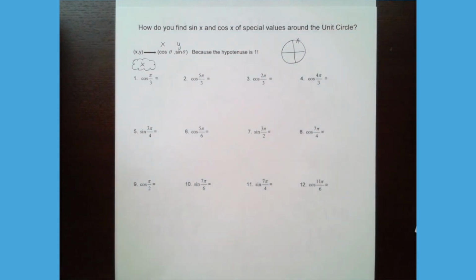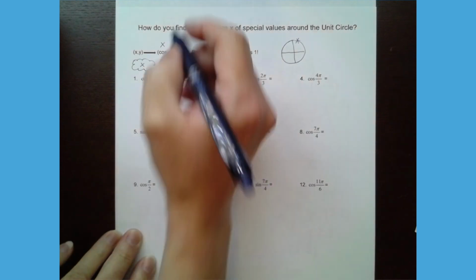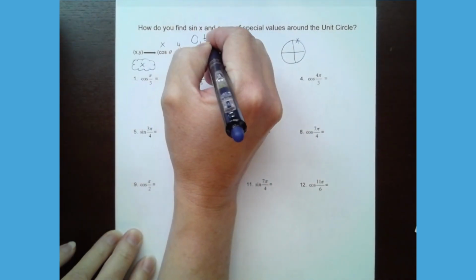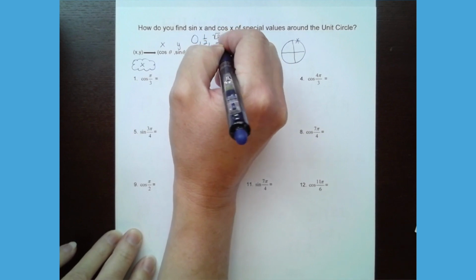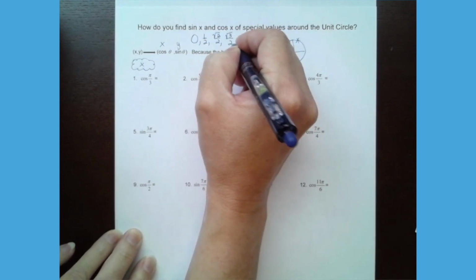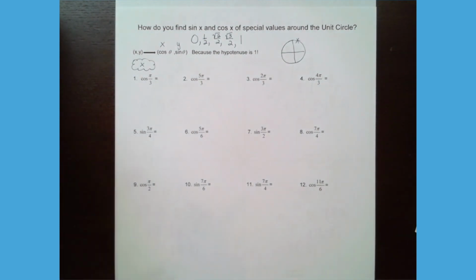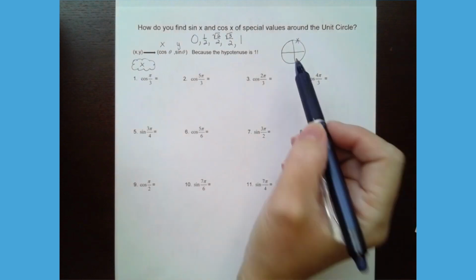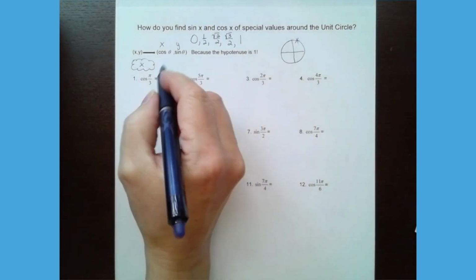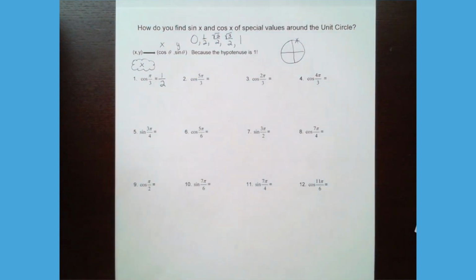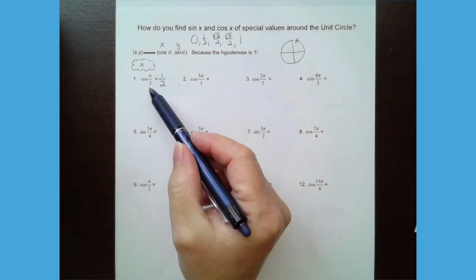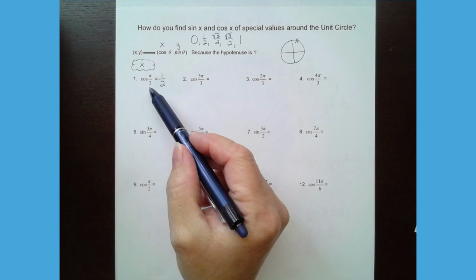Remember the values we talked about earlier, the only values that we're ever going to answer on the unit circle: 0, 1/2, root 2 over 2, root 3 over 2, and 1. Those are the only values that we can answer if you are a special angle on the unit circle. So which one is go over a little bit? That's 1/2. So my answer is 1/2. Ta-da! That's it.